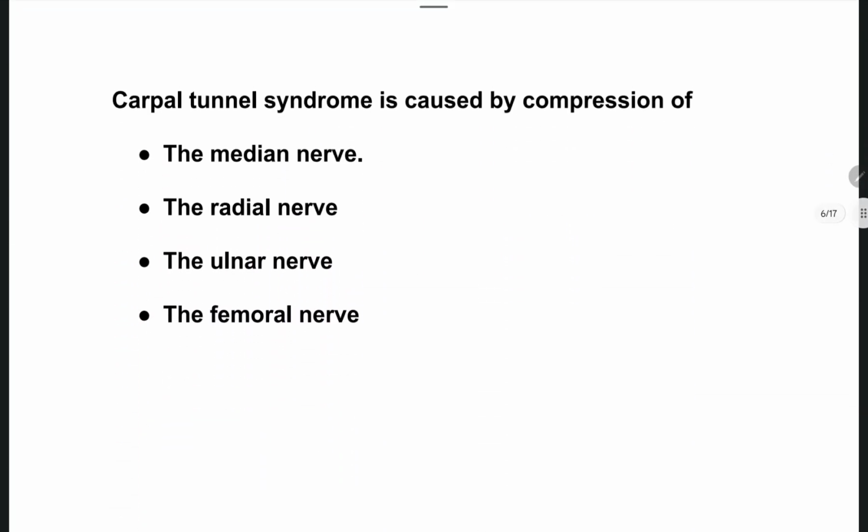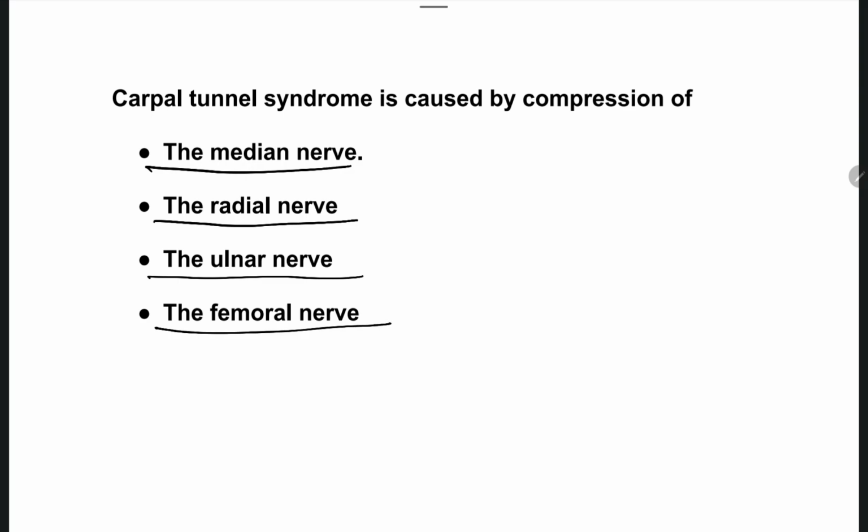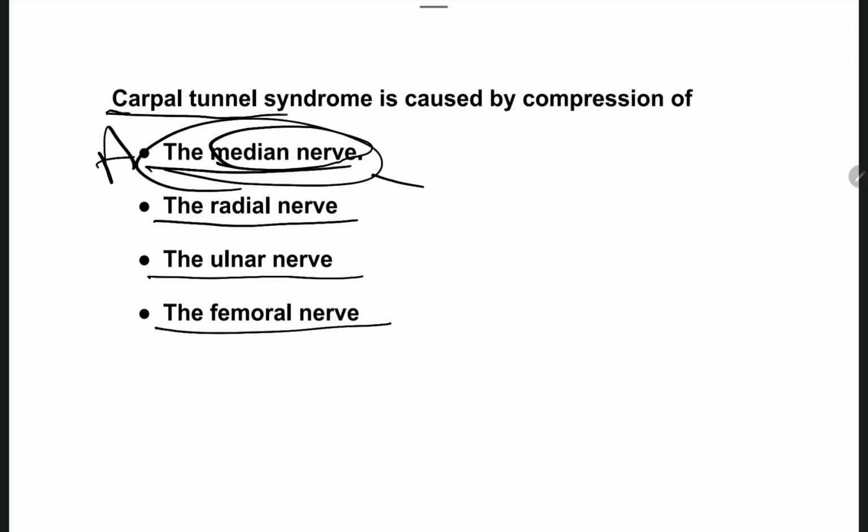The next one is, carpal tunnel syndrome is caused by compression of. Options are the median nerve, radial nerve, the ulnar nerve, or the femoral nerve. The right one is option A, median nerve. So the median nerve is present at the wrist joint. When there is pressure on the median nerve, we have the development of carpal tunnel syndrome due to the compression of the median nerve.